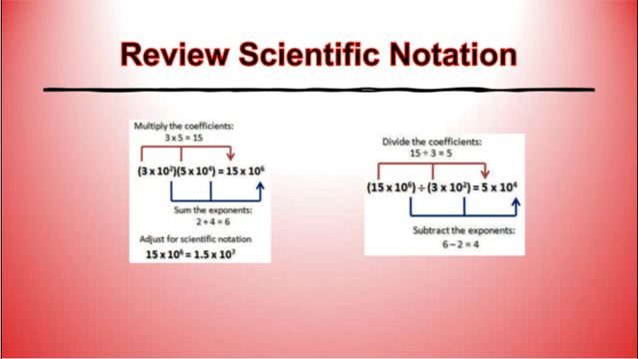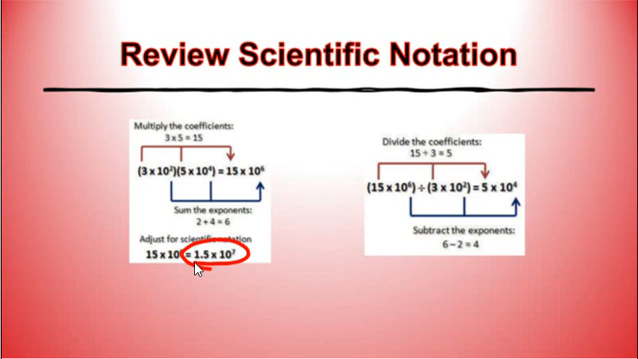You have a decimal that has to be between 1 and 9, multiplied by a power of 10. And so you can see right down here, this is scientific notation. As long as you have one digit to the left of the decimal point, and it has to be a number between 1 and 9.